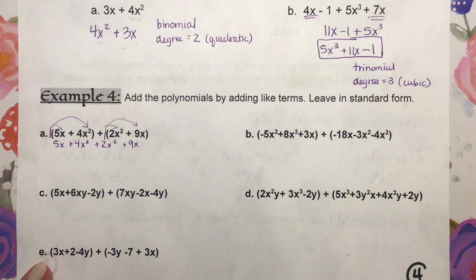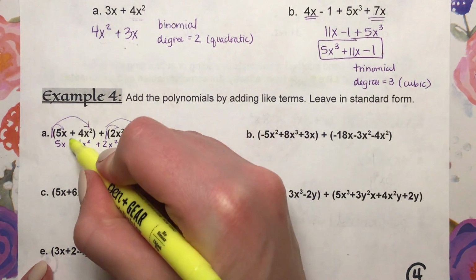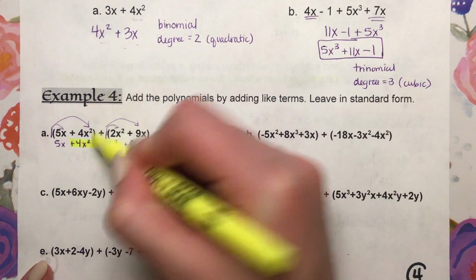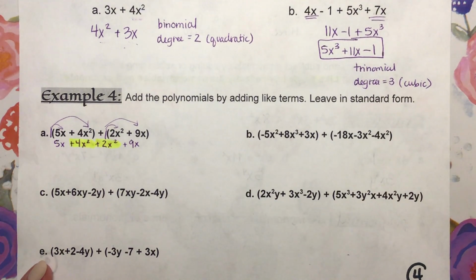Now I'm able to combine like terms. So I can combine positive 4x squared with positive 2x squared. I'm not allowed to combine it with the 5x or the 9x because they don't have matching exponents. Remember, like terms are going to have matching exponents and matching variables.